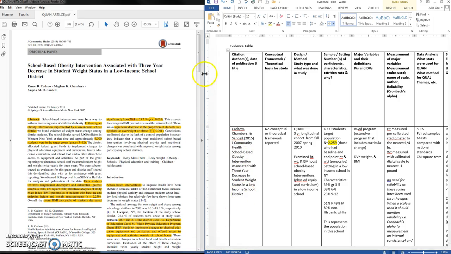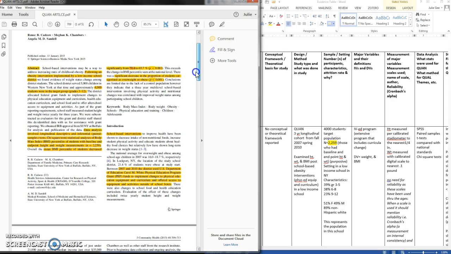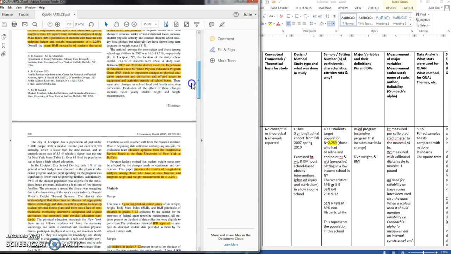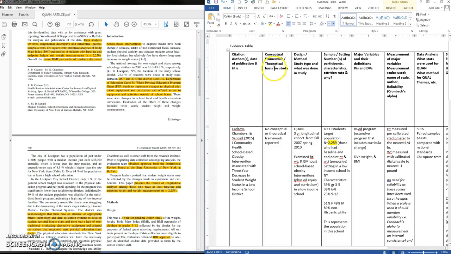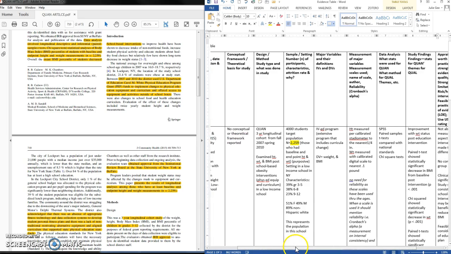Pretty easy. As you read through this article, and I think actually reading articles is kind of fun when I know I have a purpose here to fill in this table. As I read through this article just really quick, oftentimes they'll have the introduction, and many research articles will have a section for their conceptual framework. This one does not. So you just write no conceptual or theoretical framework reported. Doesn't mean they didn't do it, it just means they didn't report it.